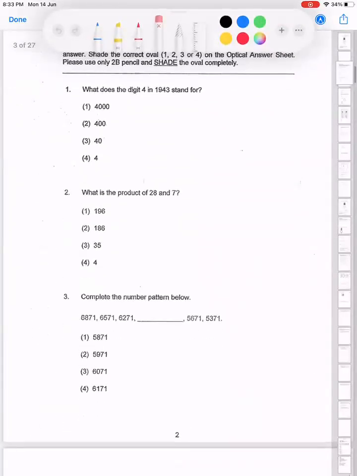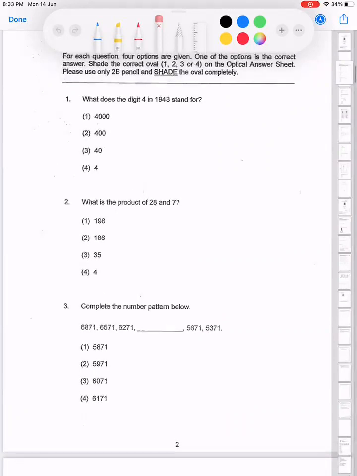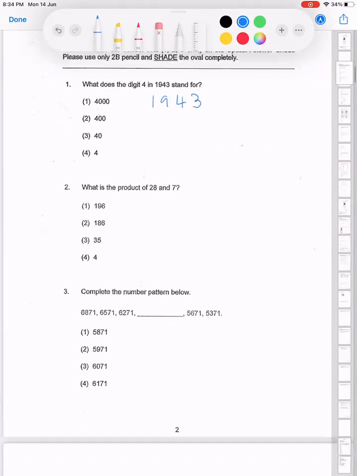All right, so for the first question, what I like to do is when I see numbers, I love to write them out. So what I do is I will write the numbers out. 1943. Oops, sorry. 1943. So what does the digit 4 stand for?